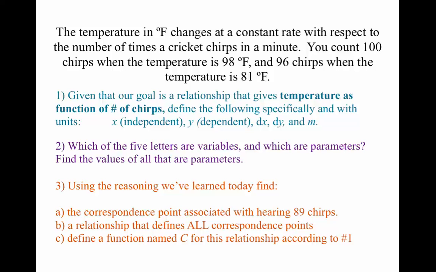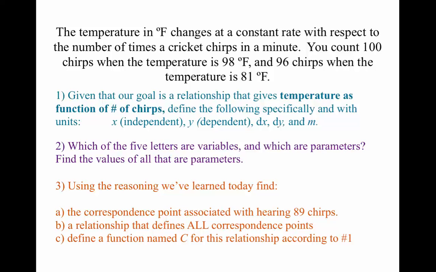So the temperature in degrees Fahrenheit changes at a constant rate with respect to the number of times a cricket chirps in a minute. And this is actually a true situation, okay? You count 100 chirps when the temperature is 98 degrees Fahrenheit, and you count 96 chirps when the temperature is 81 degrees Fahrenheit. So some tasks. Great for studying for the exam, okay?